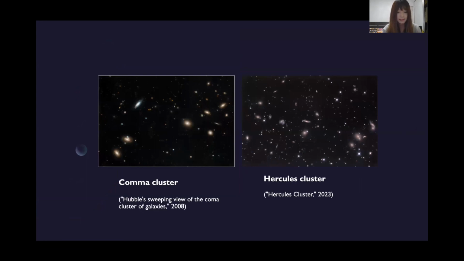For the Coma cluster, spiral galaxies are rare. They are blue, bluer than elliptical galaxies. For the Hercules cluster, spiral galaxies are in blue colors. The centers are orange, the outskirts are blue. Elliptical galaxies in both clusters are in yellow, orange, or red colors.